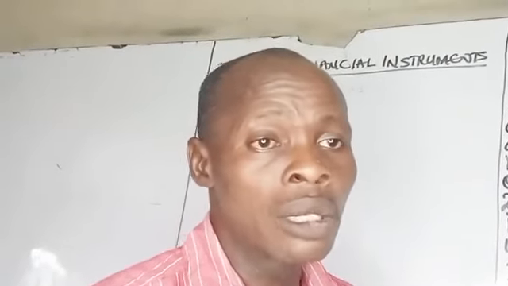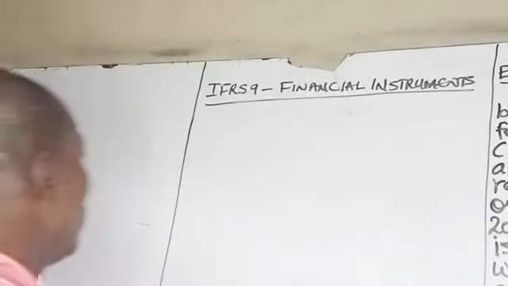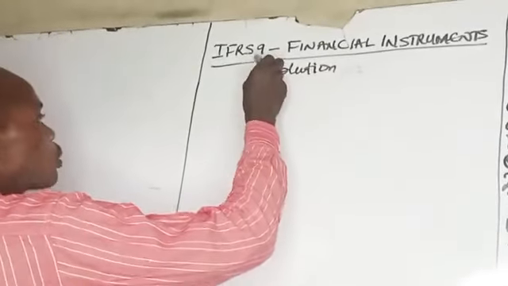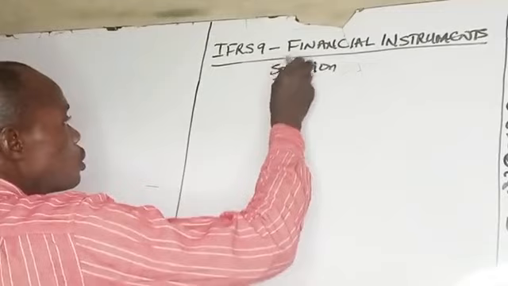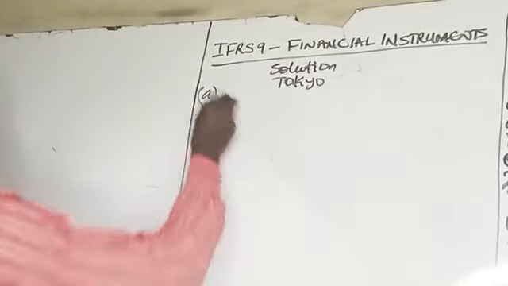It is also the same question in Kaplan Strategic Business Reporting. So now let's have the solution to the question. The name of the entity is Tokyo. Now let's go to requirement A.